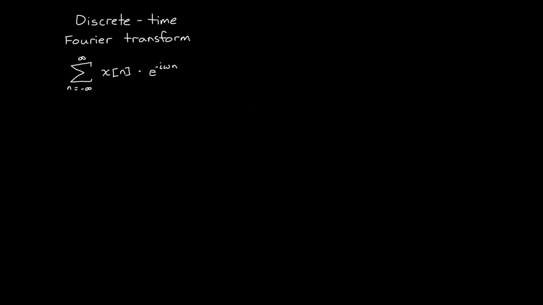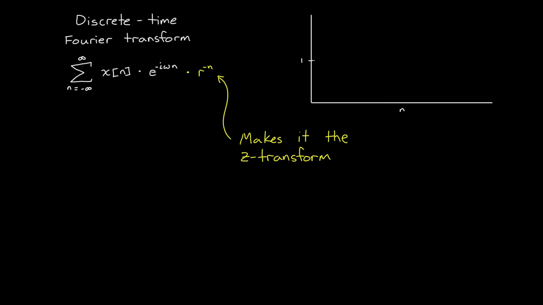The Z-transform is exactly the same as the discrete time Fourier transform, except in addition to the e to the minus i omega n term, we also multiply it by an r to the minus n term. r is a positive real number, and when you raise r to the exponent negative n, you get an exponential curve. When r is less than 1, the curve increases exponentially, and when r is greater than 1, the curve decreases exponentially.